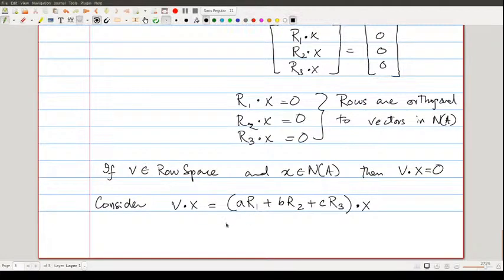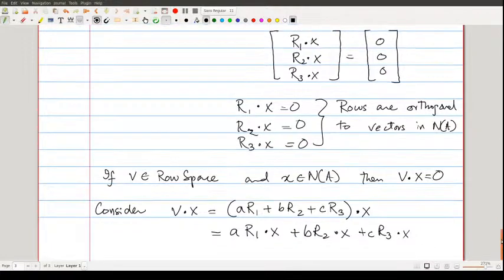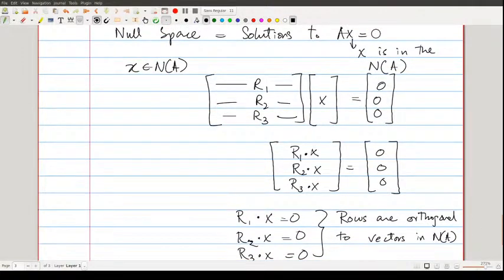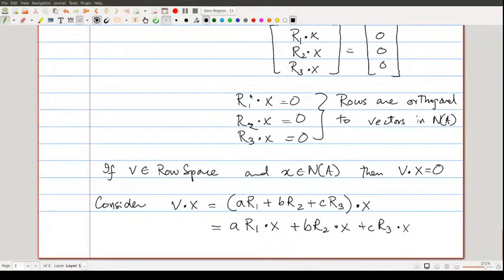So what do I know? The dot product is distributive over addition. So I can just write this as a R1 dot x plus b R2 dot x plus c R3 dot x. And we know that these individual dot products are going to be zero, because these rows are individually orthogonal to x, as we have from Ax equals 0. So immediately we get zero, okay? So this establishes that the row space is orthogonal to the null space.